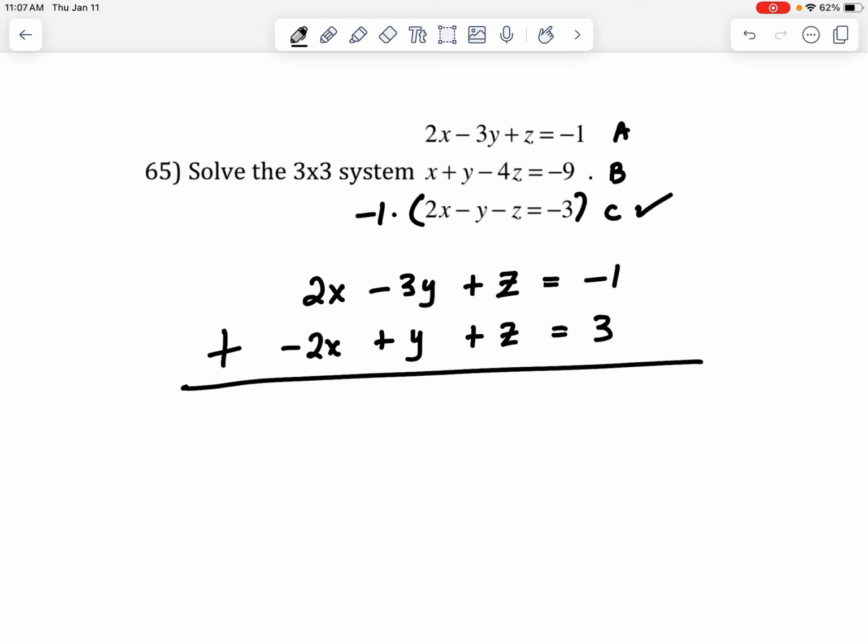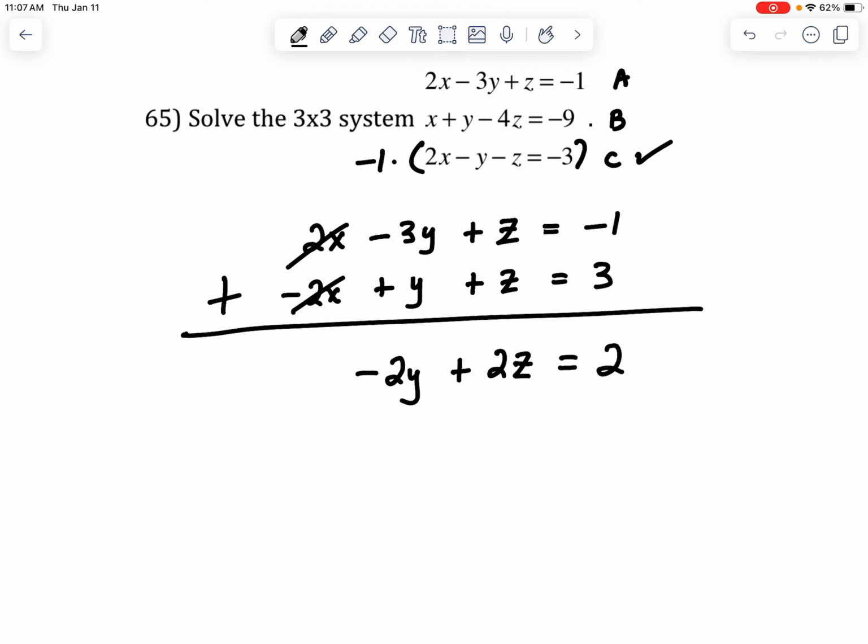And then I can add these equations together, combining like terms, which means that the 2x and negative 2x cancel. And then there will be a negative 2y and plus a 2z. And on the right side, 3 minus 1, that equals 2. Okay, so this is one equation that has y and z.